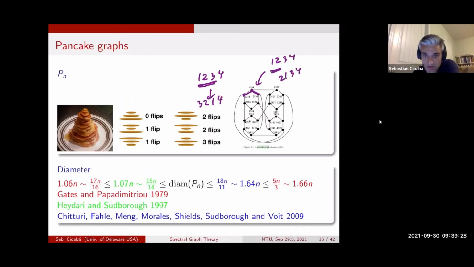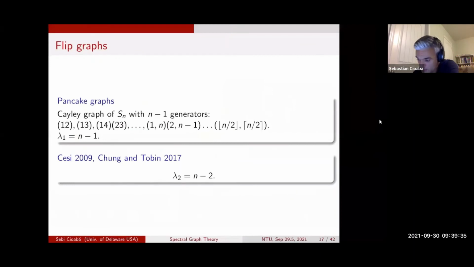Now, this graph has been studied. It's a very symmetric graph. It has n factorial vertices, and it's n minus 1 regular. And it's actually a Cayley graph. If you don't know what that is, don't worry about it. But it's a symmetric graph, and Cesi using group representation and Chung and Tobin using equitable partitions proved that the second eigenvalue, which is a parameter important to many things, is n minus 2.